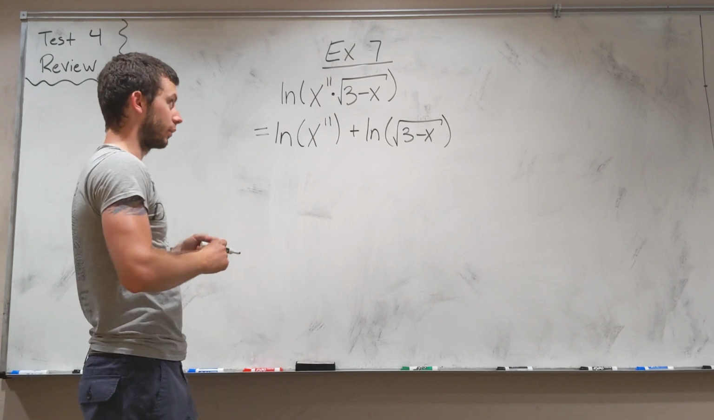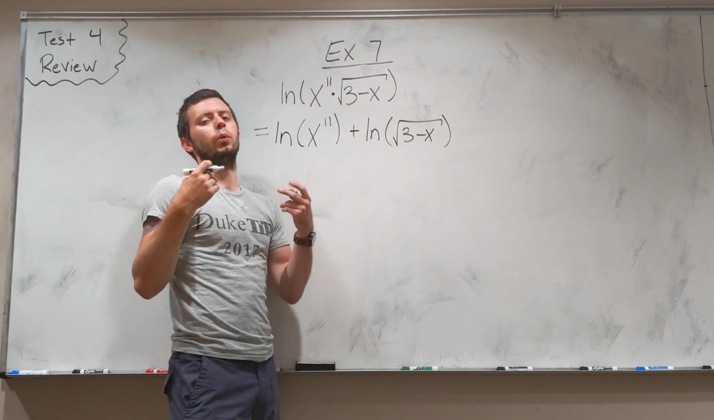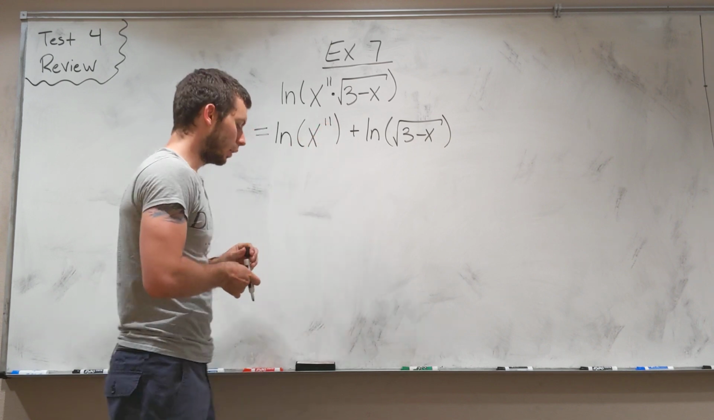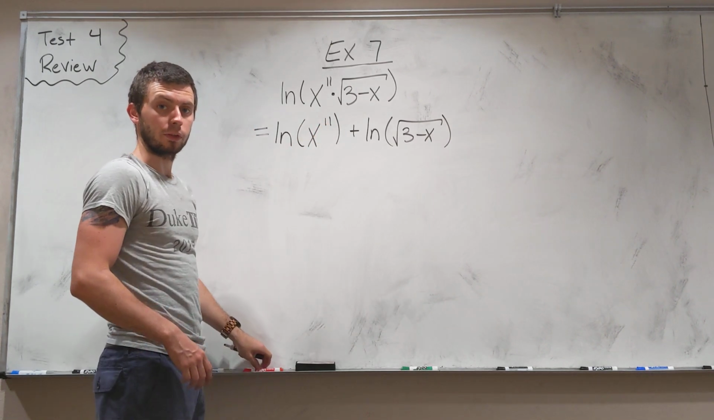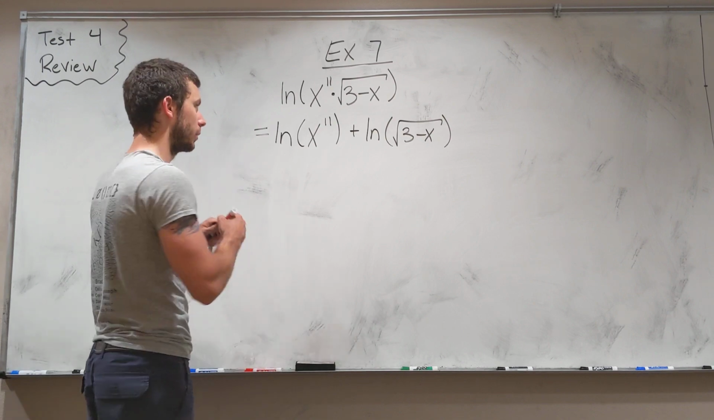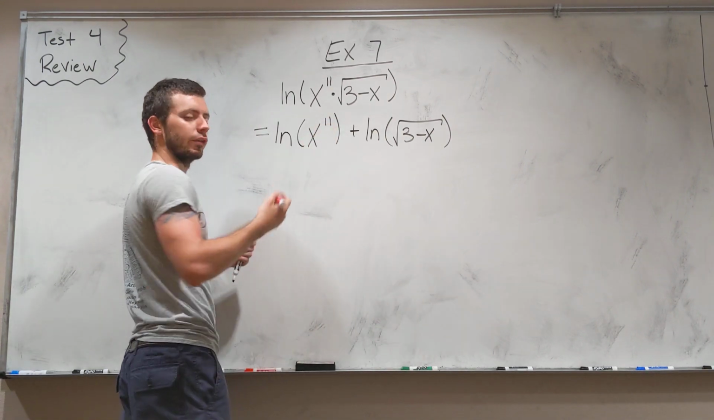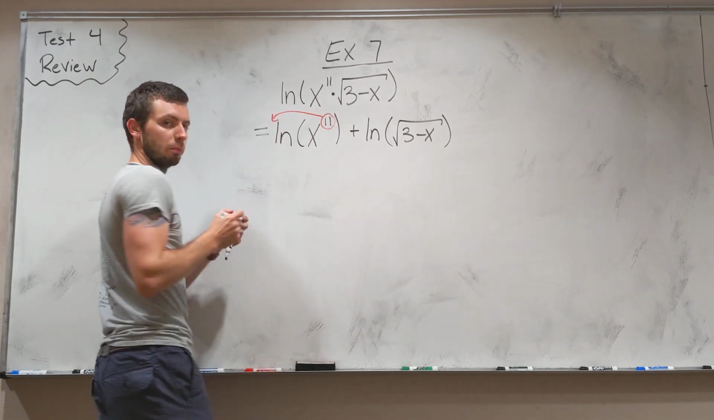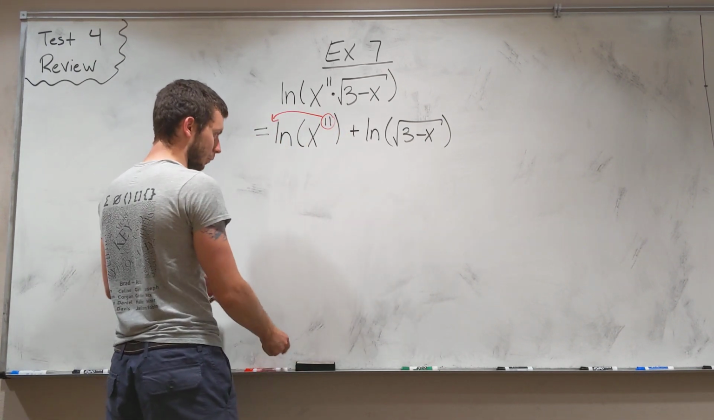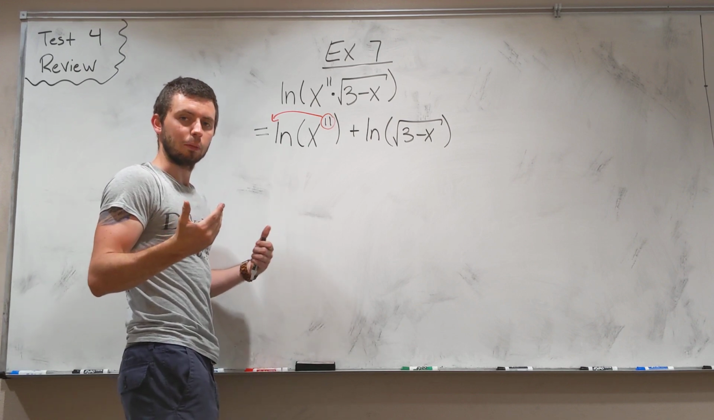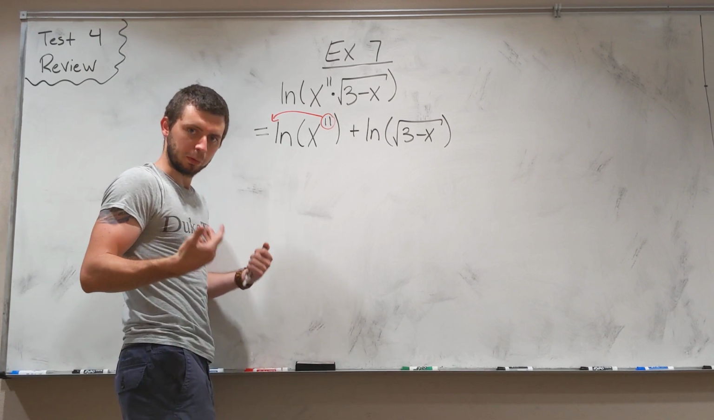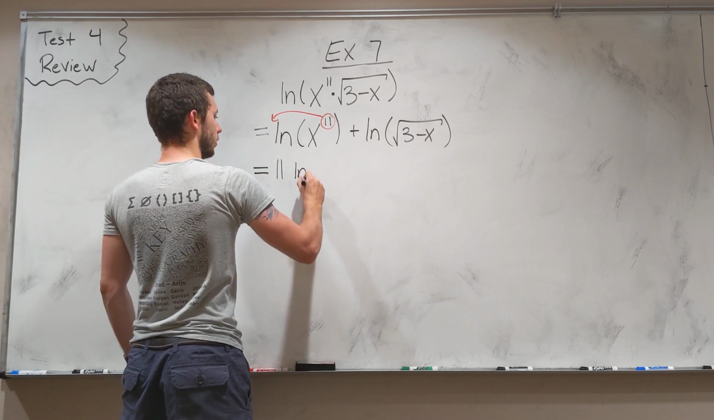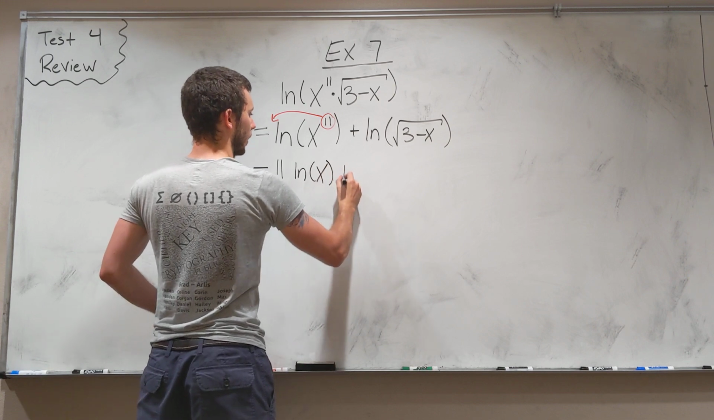But then it also says to express powers as factors. So remember, the power rule is a property of logarithms, and as a consequence, natural logarithms. So we can take this exponent and bring it to the very front. The only reason we're doing this is because the problem tells us explicitly to bring powers as factors. So that is 11 natural log of x.